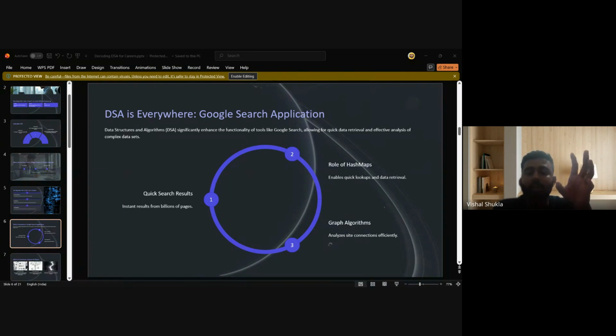And the next thing will come by graph algorithms. Graph algorithms will be doing the analysis of connections efficiently. So that can be worked.